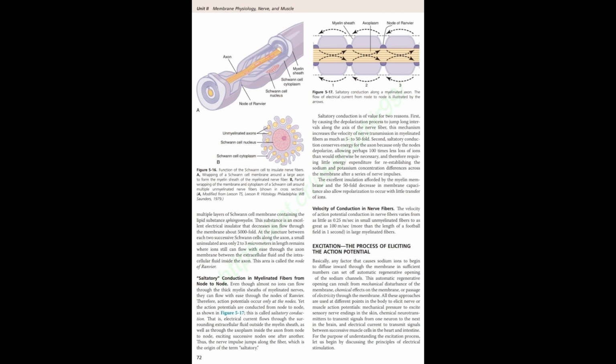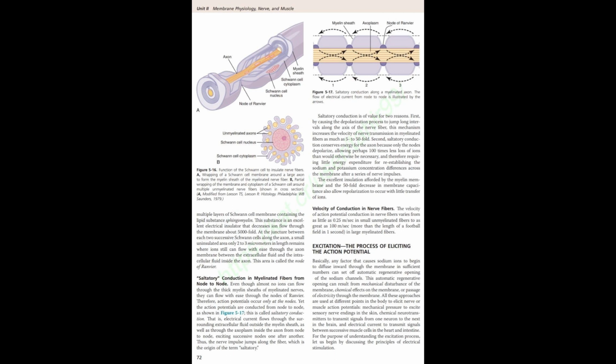Heading, the velocity of conduction. Learn the values. The velocity of action potential conduction in nerve fibers varies from as little as 0.25 meters per second in small unmyelinated fibers to as great as 100 meters per second in large myelinated fibers. Now, the next heading is excitation, the process of eliciting the action potential.